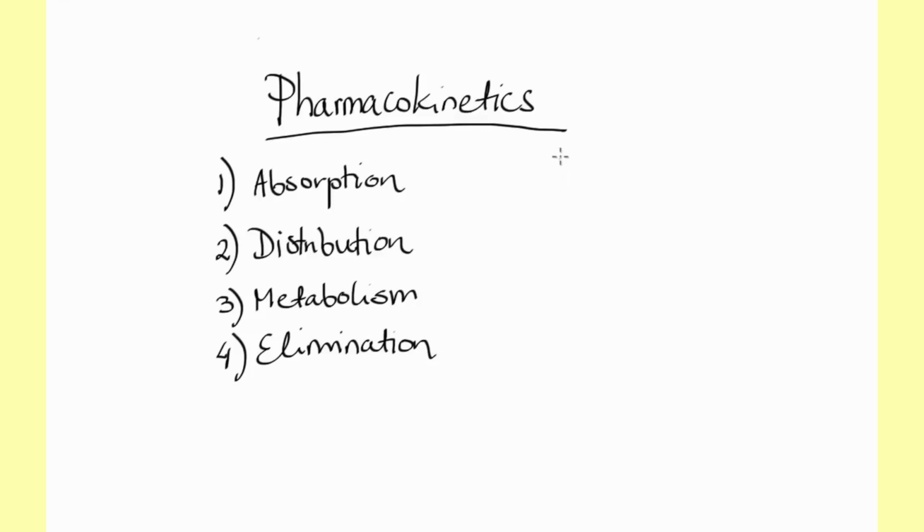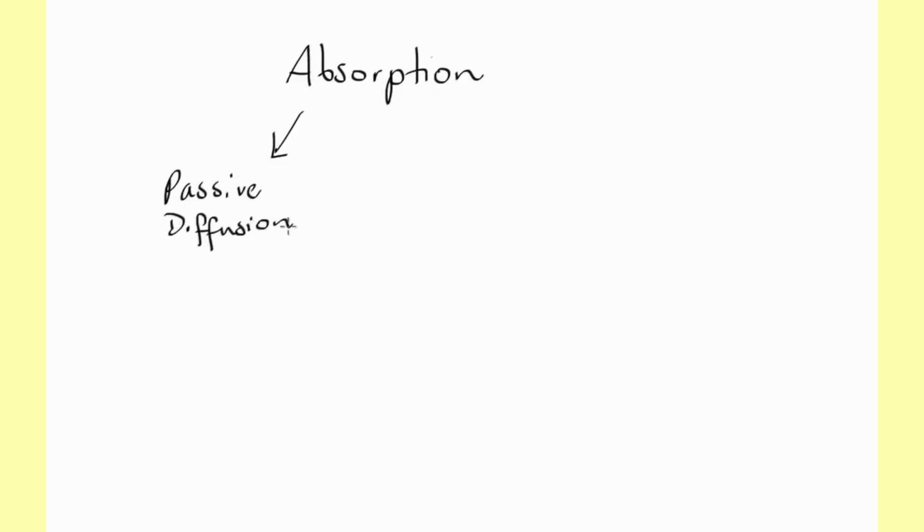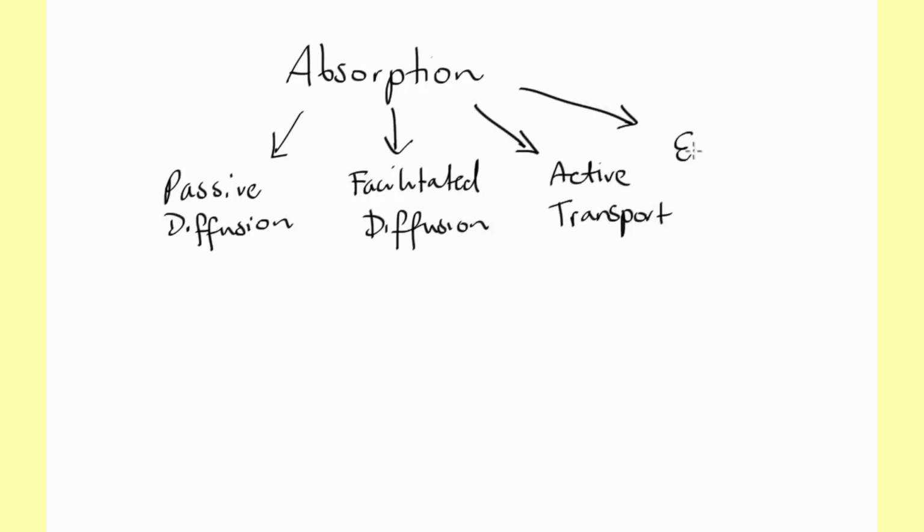There are many routes by which we can administer a drug, such as parenteral, topical, nasal, rectal, etc. But unless the drug is given IV, it must cross the cell membrane before it gets into systemic circulation. So absorption of drugs can happen in 4 different ways. First, through passive diffusion. Secondly, through facilitated diffusion. Thirdly, through active transport. And finally, through endocytosis. So let's talk about passive diffusion first.